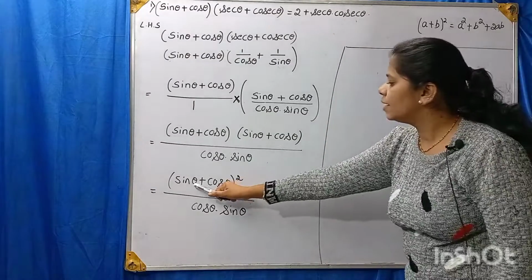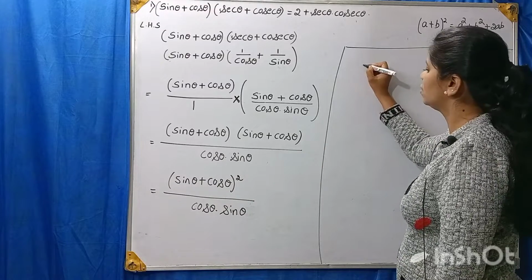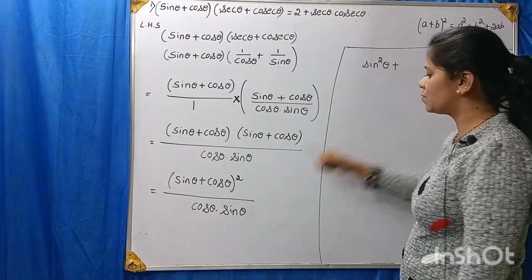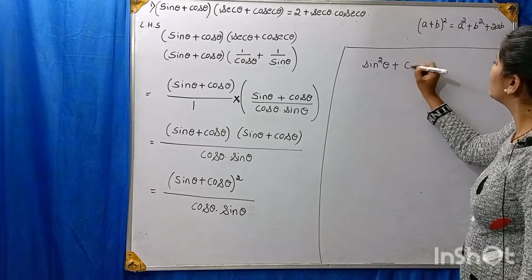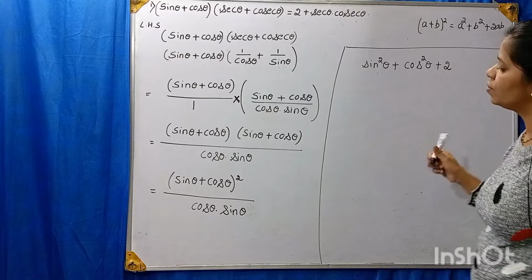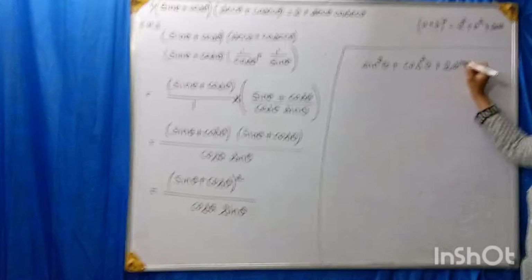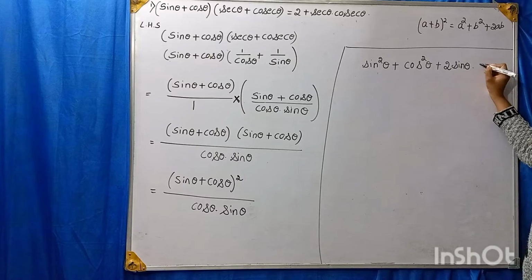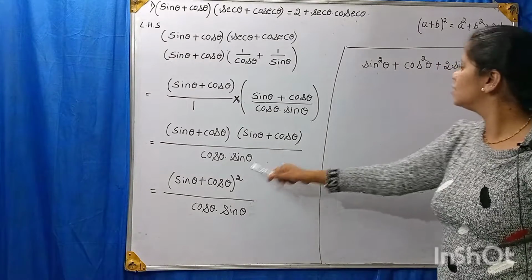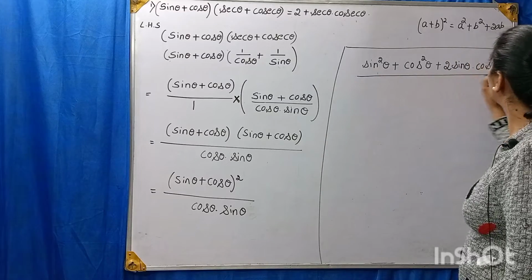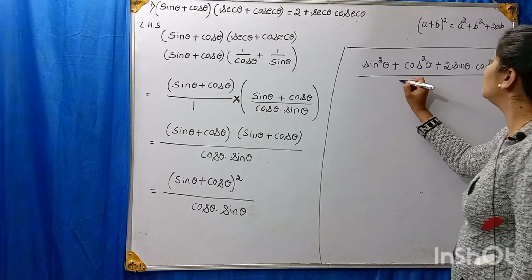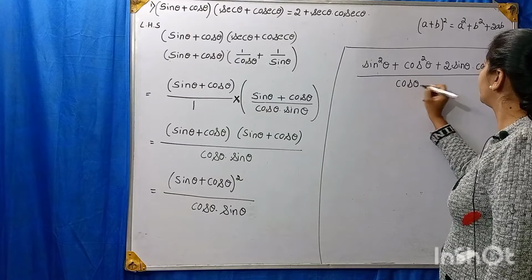That is a square. A square means sin square theta, plus b square. B square means cos square theta, plus 2 into a, which means sin theta, into b, which means cos theta. We have replaced this in the form of a plus b the whole square, whole divided by cos theta into sin theta.